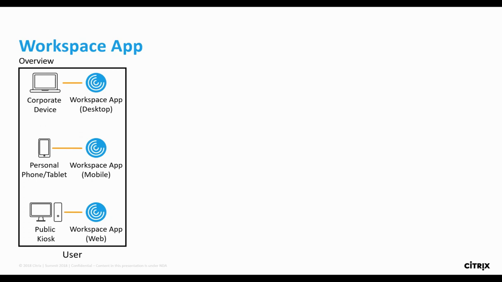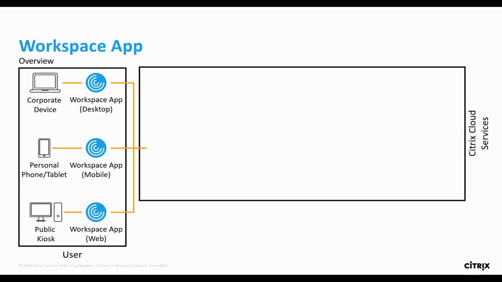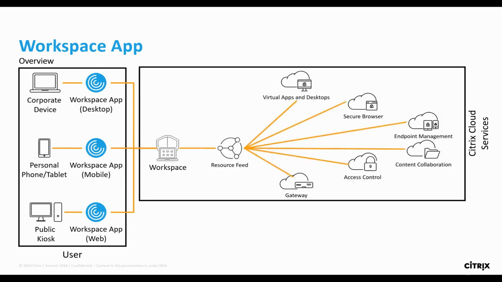Now, regardless of which flavor of Workspace App you use, they all go and talk to the Workspace experience service that's running within Citrix Cloud. Now that service, based on the organization's configuration, pulls in a bunch of resource feeds based on what you subscribe to. So if you are subscribed to a virtual apps and desktop service and the endpoint management service, the resource feed microservice will pull in all of those resources into the user's workspace, and that gets presented down on the endpoint device via the Workspace App.